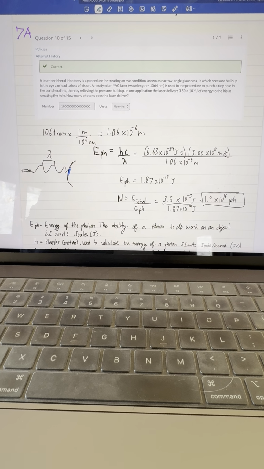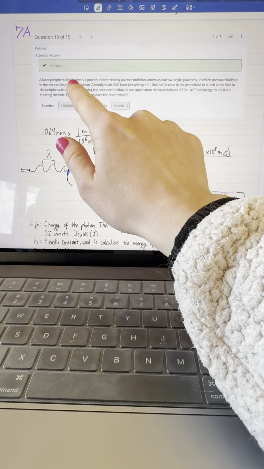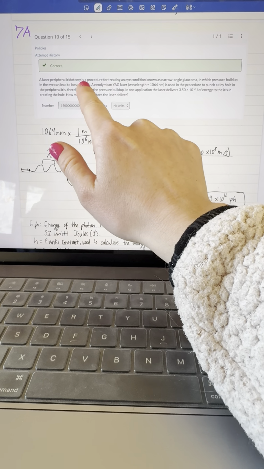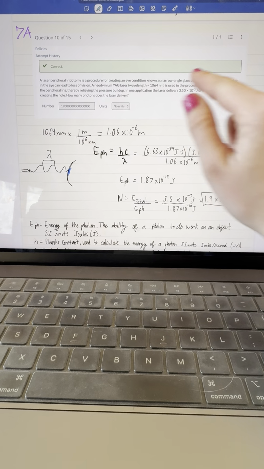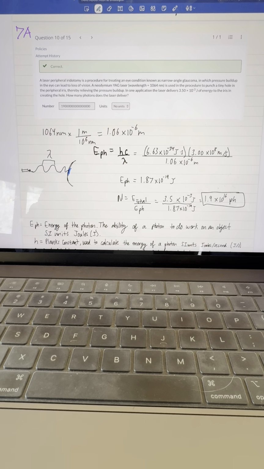Hello, for the first question for week 7A, I chose question number 10, and it states, a laser peripheral iridotomy is a procedure for treating an eye condition known as a narrow angle glaucoma, in which pressure buildup in the eye can lead to loss of vision.